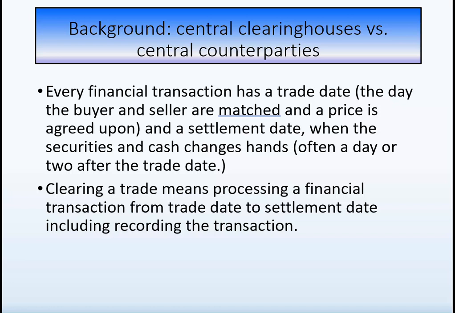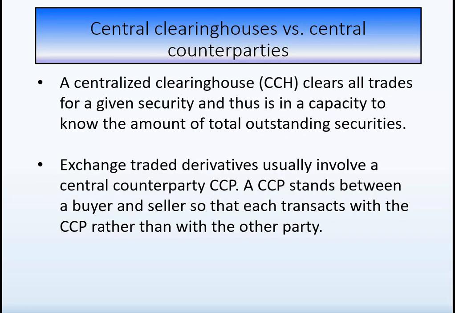Now, what's also important to know is that clearing a trade means processing a financial transaction from the trade date to the settlement date, including record keeping. Now, let me introduce two entities involved in this process that sound very similar but are different. The first is a central clearinghouse, which clears all trades and is in a position to know the total amount of outstanding securities on an entity and in the overall economy. The second is a central counterparty. The central counterparty is common nowadays in the derivatives markets.